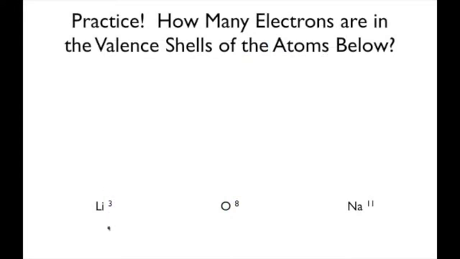So let's practice. When you practice drawing the Lewis structures, all you need, without the penguins, is a periodic table. So lithium, atomic number 3, is going to have 2 electrons in the first shell, leaving you 1 in the second shell. So when you draw the Lewis dot structure, that's it. 1 electron in the valence shell.